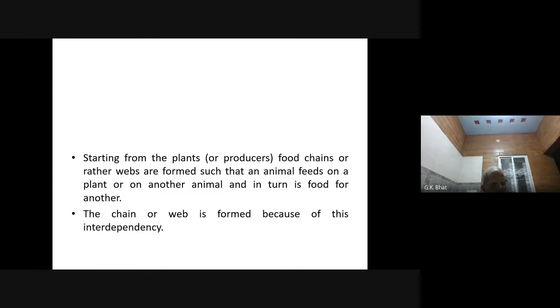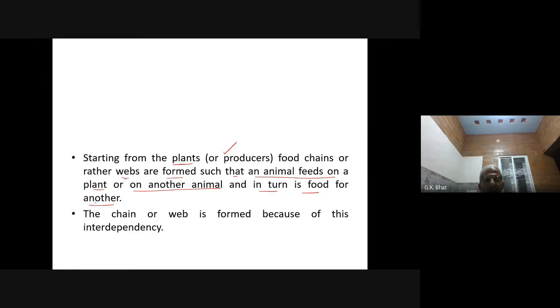Now, let us look into that. Starting from plants, plants are always producers. Starting from the plants or producers, food chains or rather food webs are formed such that an animal feeds on a plant or on another animal and in turn is food for another one. This is a food chain. A food chain is one where an animal feeds on a plant or another animal and in turn is food for another.